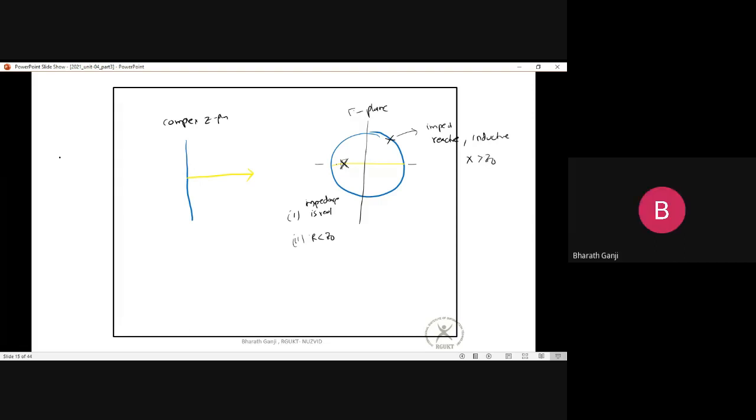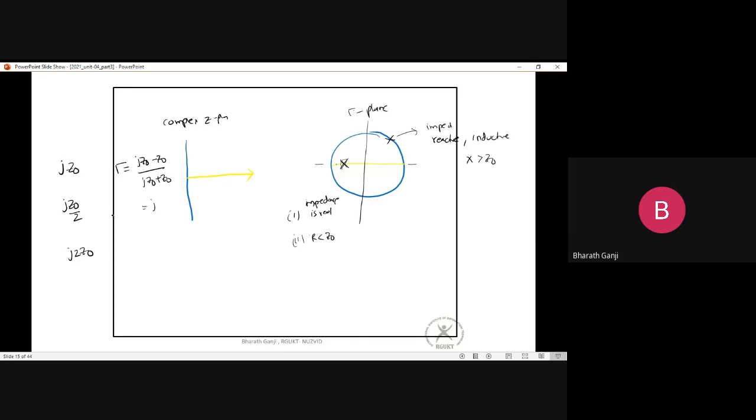Let's actually look at it like this. For example, let's take a load which is jz0, and we'll take another load which is jz0 by 2, and we'll take another load which is j times 2z0. For the first load, what do you think the reflection coefficient will be? jz0 minus z0 divided by jz0 plus z0. You need to get an answer of j.